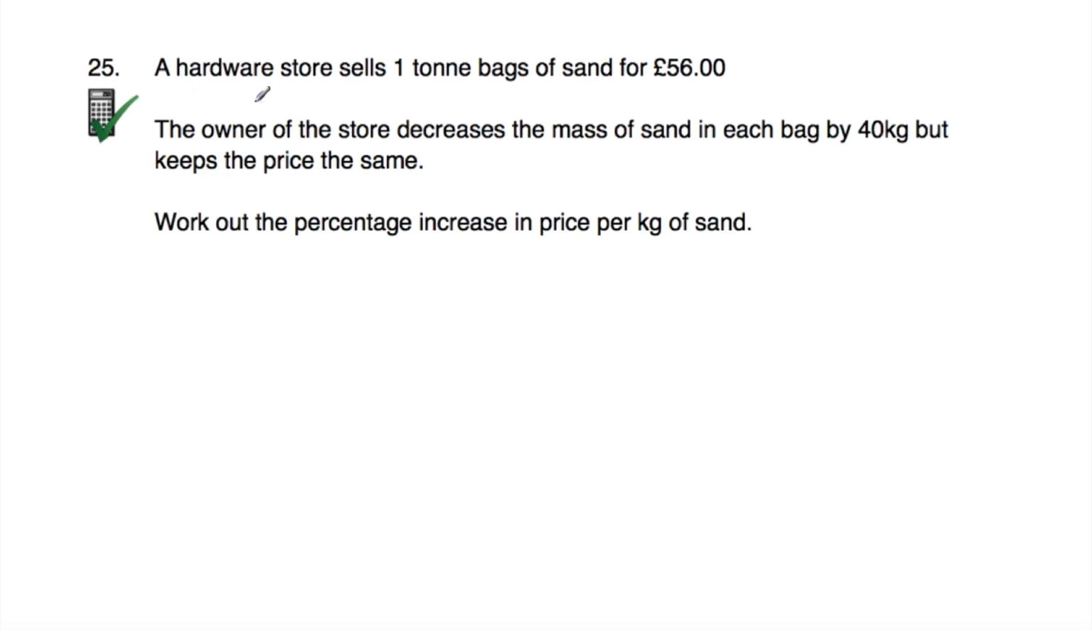Okay, so question number 25 says a hardware store sells 1 ton bags of sand for £56, and the owner of the store decreases the mass of the sand in each bag by 40 kilograms. So 1 ton is 1,000 kilograms, a metric ton, and they're going to reduce by 40 kilograms, so that'd be 960 kilograms. But they keep the price the same, so it's still going to be £56.